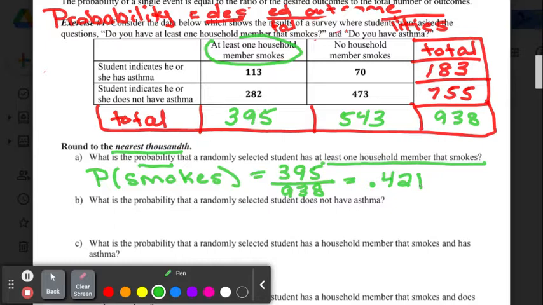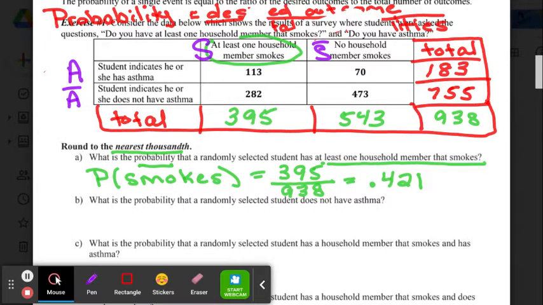Instead of P smokes, I could have also written it like, I could say this is S, this is not S. I could say A for asthma and not A. I think I might do that. It'll be easier in the long run.